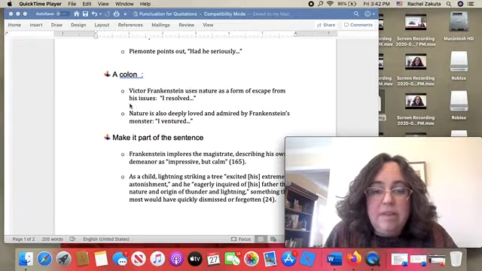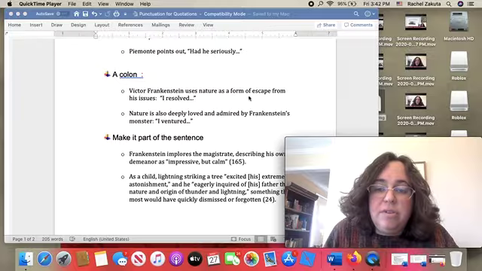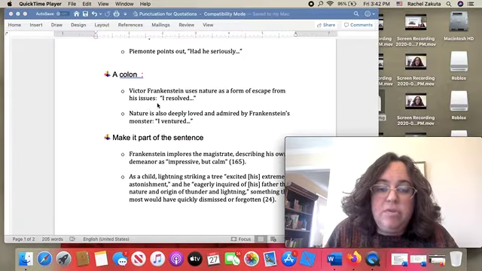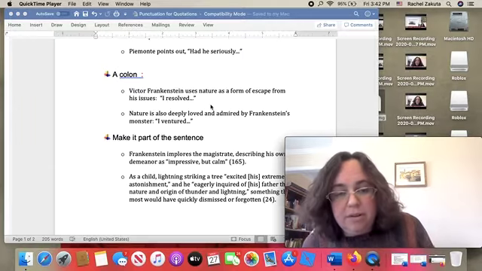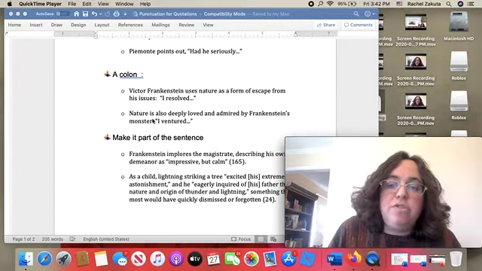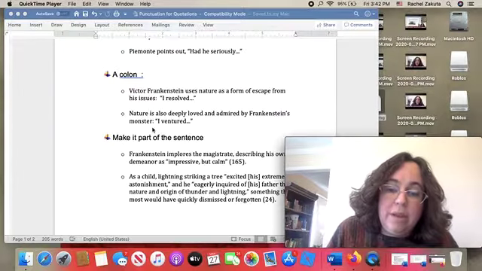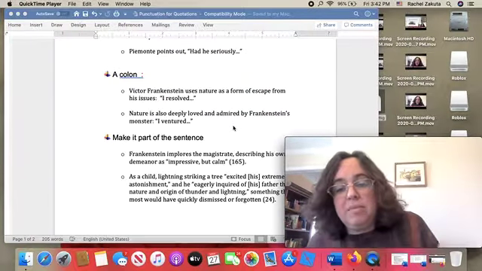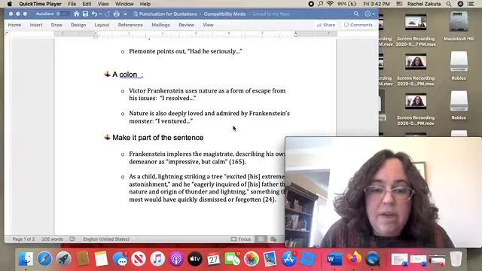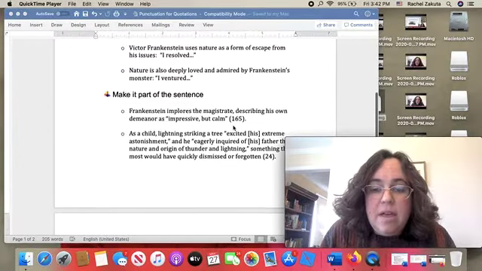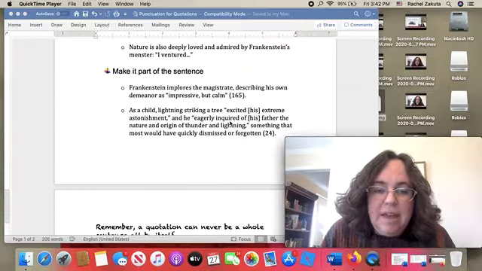So let's look at these examples even more closely. Victor Frankenstein uses nature as a form of escape from his issues, colon, I resolved, and then I'd have a quotation that proved it, okay? Nature is also deeply loved and admired by Frankenstein's monster, colon, I ventured, and then comes a sentence that proves it. I have literary examples here, but it works the same, okay? Because it's the same grammar in CT, okay?